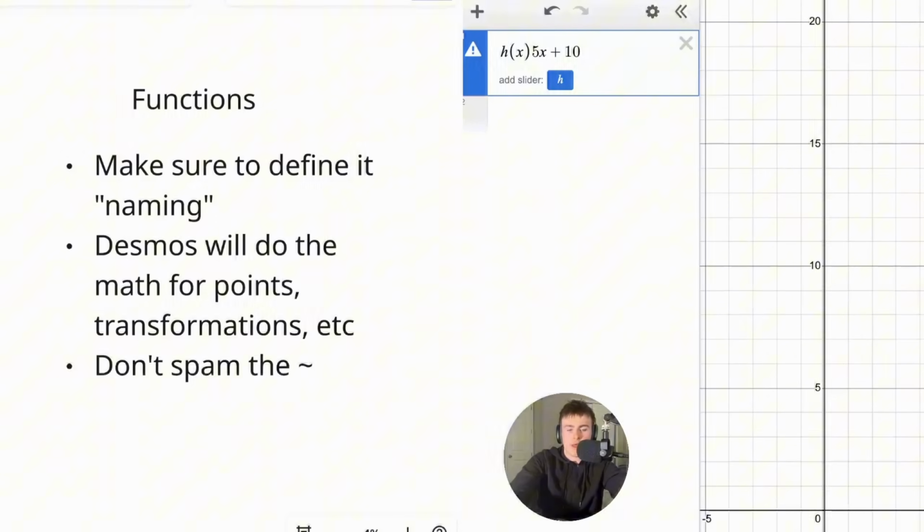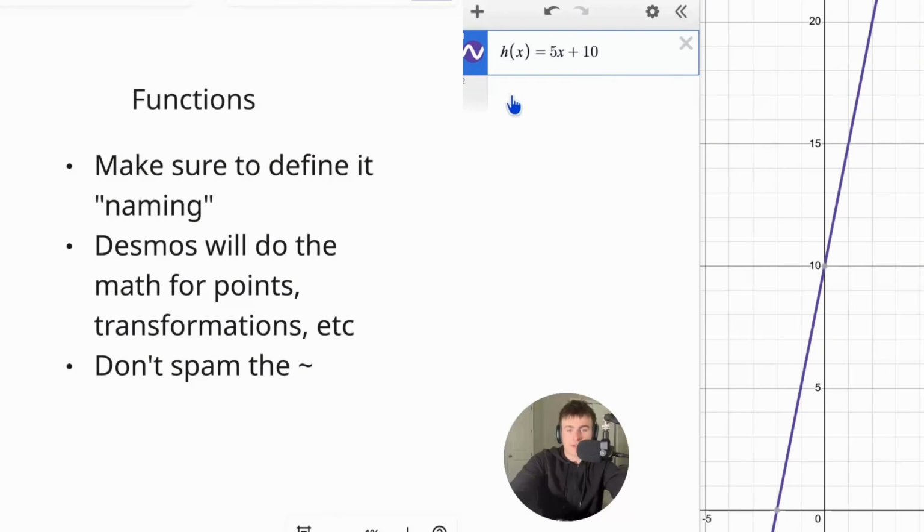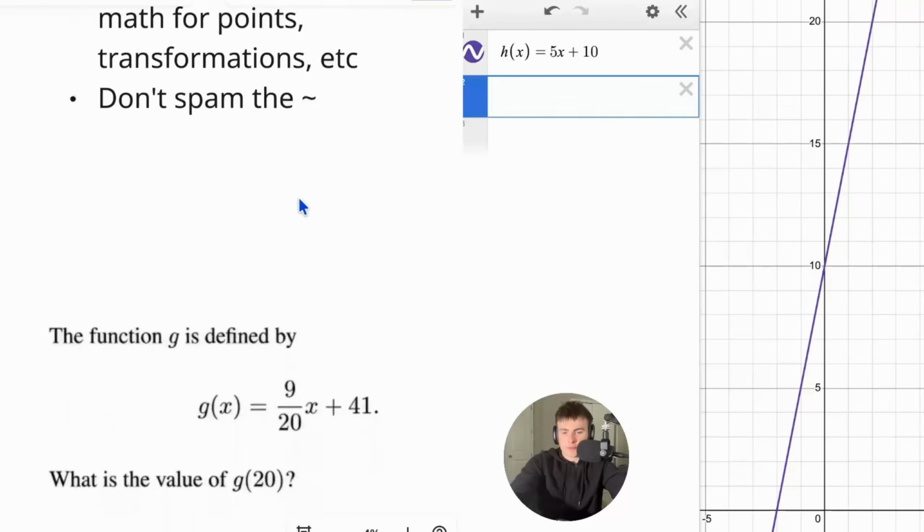That's a big issue. As soon as I teach people regression, they're like, oh my God, that's insane, and they start spamming it everywhere. You don't want to do that, okay? You need to use it wisely. We will get to regression in a bit. Anyway, let's do some examples.